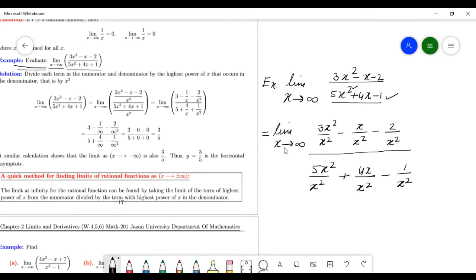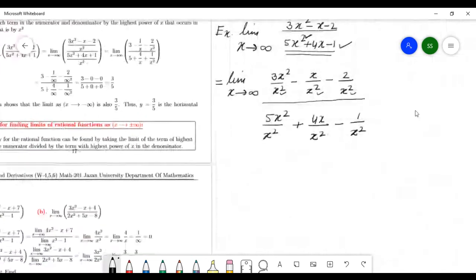Okay, what is the step? The step is this: all the terms divided by x square, by this denominator. In the denominator, the highest power of x will be x square. So all the terms are divided by x square. Okay, after dividing, what will happen?